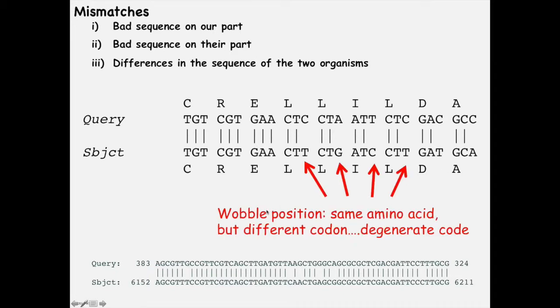So in this case, you see wobble positions, and you see the last base is different. And in this case, everything's fine, but the last base, and again, the last base. The third base seems to be the degenerate code, the area where more than one codon can read for the same amino acid, and it's due to what we call wobble.